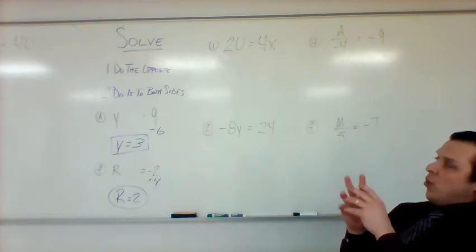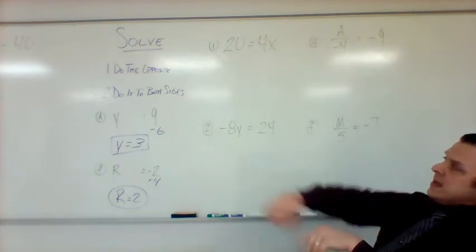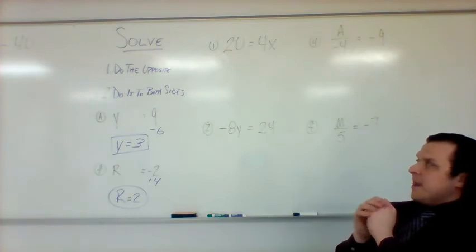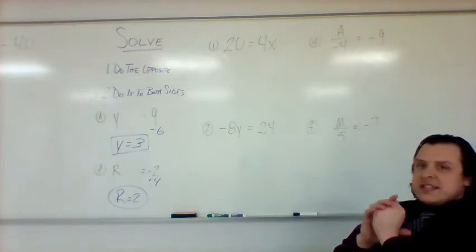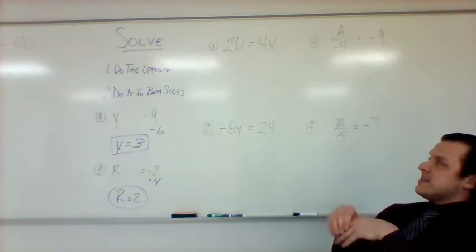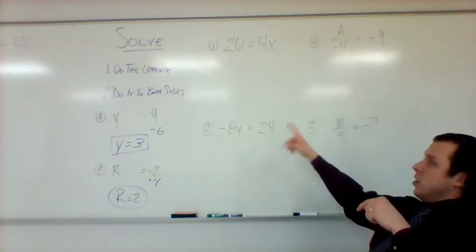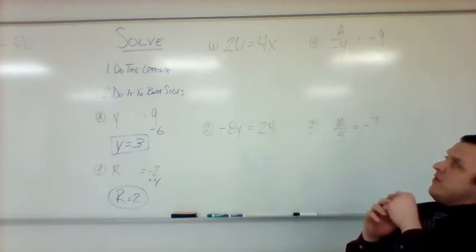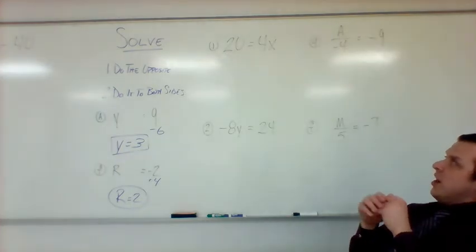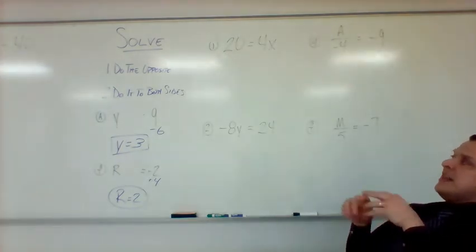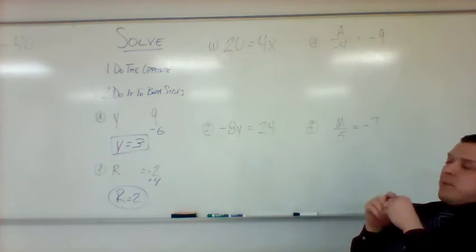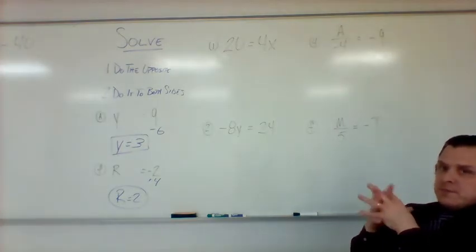So we have the two rules to do this. The first rule is do the opposite. The second is to do it to both sides. So we're still doing the same thing, even though these look different. So I'm going to give you a chance. Look to yourself and see if you notice the real difference between these four problems and the first two.